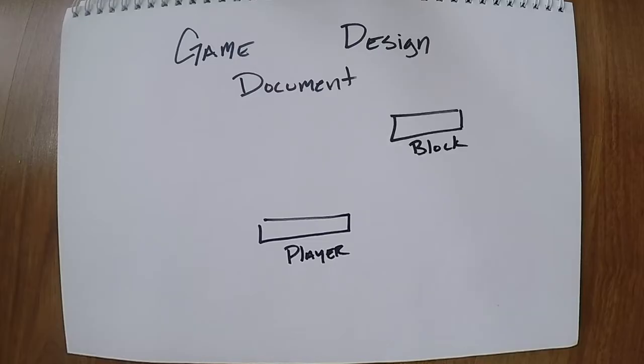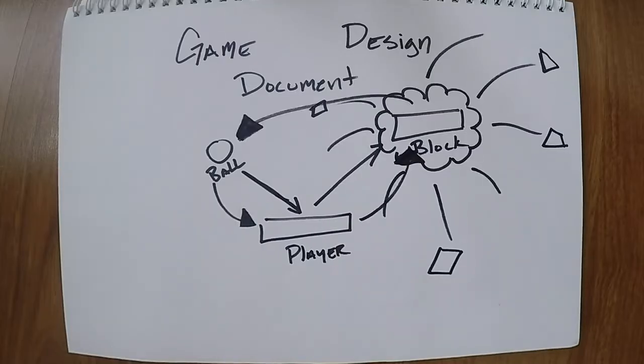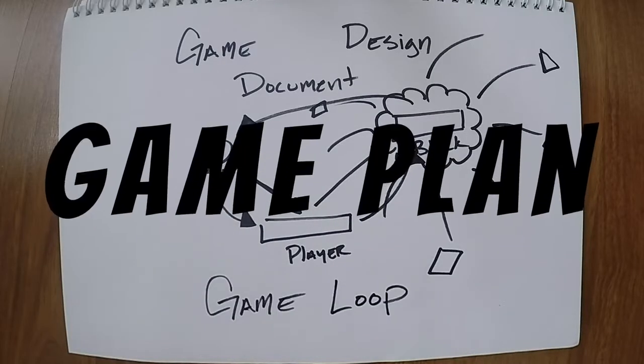Any game designers will tell you you need a game design document. I have a player, a block, and a ball. The ball hits the player. Then the ball hits the block. The block explodes. Then we do this all over again. I've codenamed this my game plan.